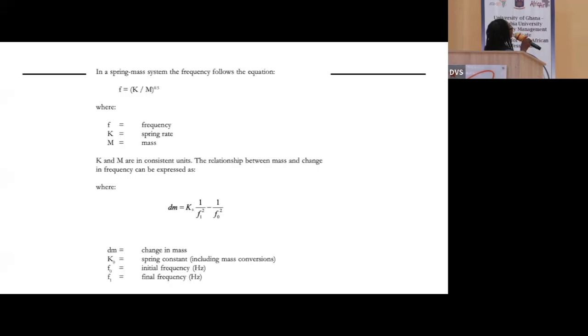Next slide. This is what I'm just talking about here: the frequency, the spring rate, and the mass. To get the mass, you need to know the spring rate, the oscillation frequency, and then the initial frequency subtracted from the final one. From there, you can compute and obtain the mass of the particulates that got in there.